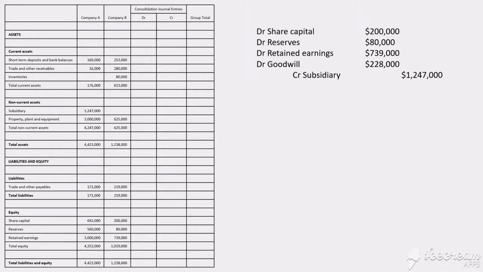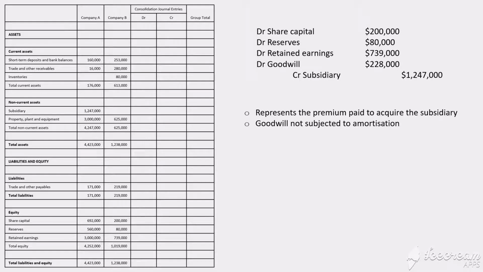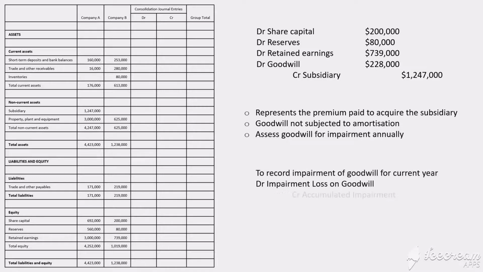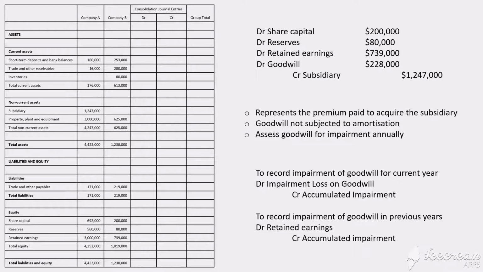By debiting goodwill, we are recognizing an asset, which represents the premium paid to acquire the subsidiary. Goodwill is not subjected to amortization and is assumed to have an indefinite useful life. However, the holding company should assess each year if goodwill is impaired. If the holding company assesses that goodwill is impaired for the current year, the consolidation journal entry is debit impairment loss on goodwill and credit accumulated impairment. To record impairment of goodwill in previous year, the consolidation journal entry is debit retained earnings and credit accumulated impairment.